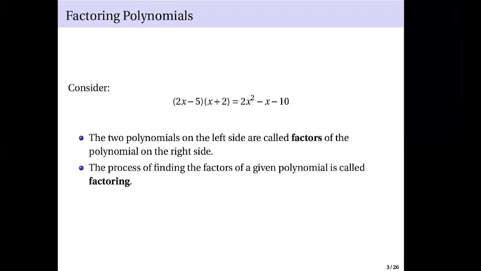So our goal is, suppose we are given this polynomial on the right, how can we write this polynomial on the right as a product of its prime factors, or as a product of its factors?